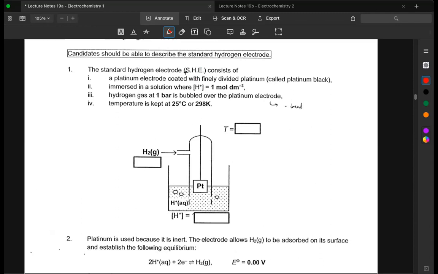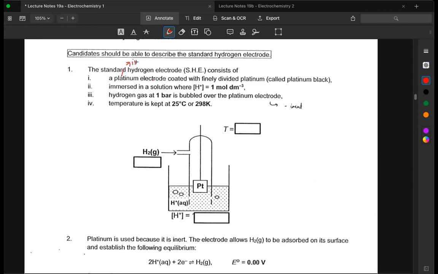But anyway, that's a sidetrack. So SHE, the standard hydrogen electrode, consists of a platinum electrode coated with finely divided platinum. We call it platinum black. That is the name given to finely divided platinum. The electrode is platinum because it's inert. You learned that before, right?